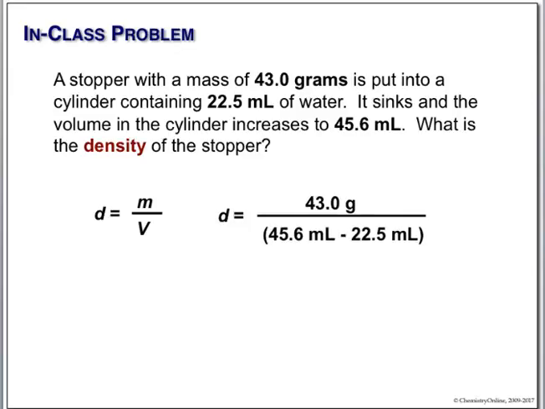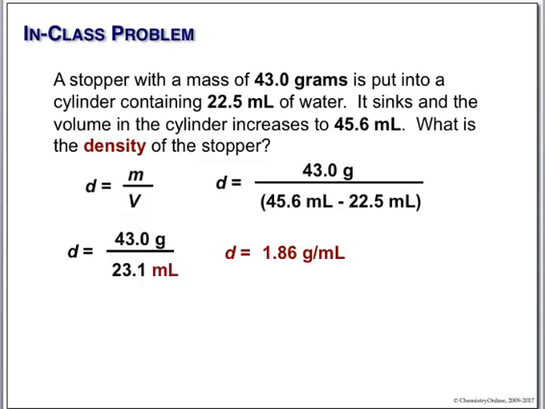Our mass is 43. The difference in our initial and final volume is this, 23.1 mL. Remember, 1 milliliter is the same as 1 cubic centimeter. They're the same. Always remember that. So we simply do our division, and our density was 1.86 grams per mL, which is the same as 1.86 grams per cubic centimeter.